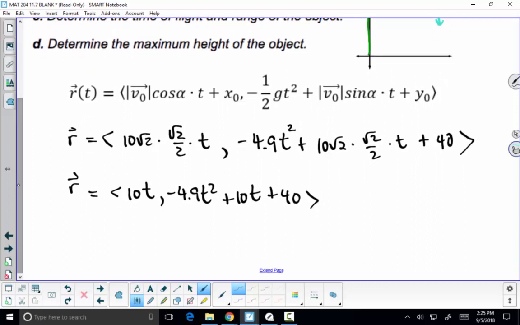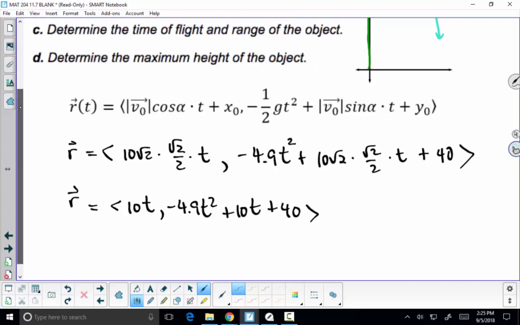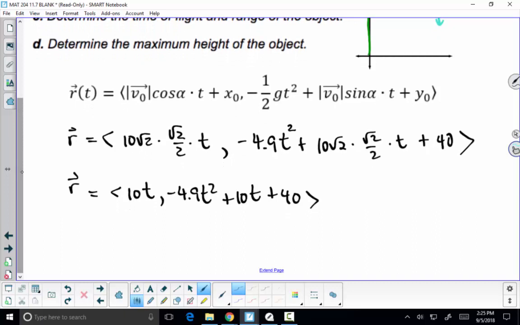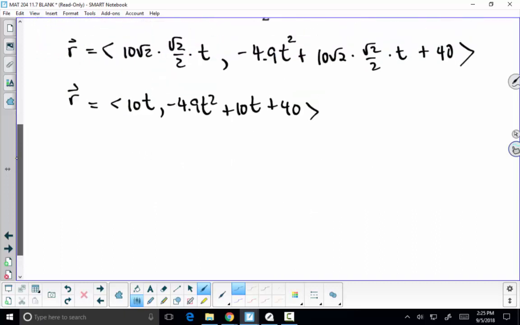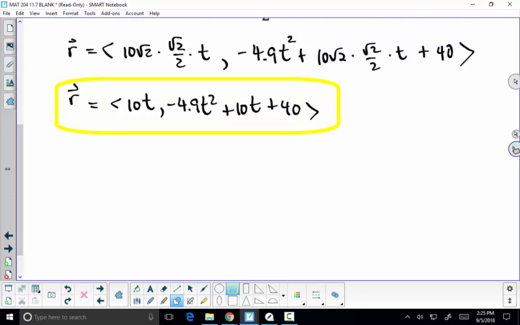So graph that. Yeah, we already graphed it up there. It's just a parabola, just an arc. Determine the time of flight and the range. Once you've got your position there, for the time of flight, let's figure out when it touches down. So let's ask ourselves, when is the y value 0?